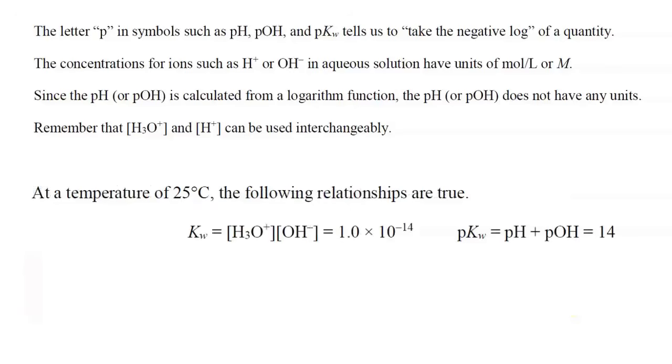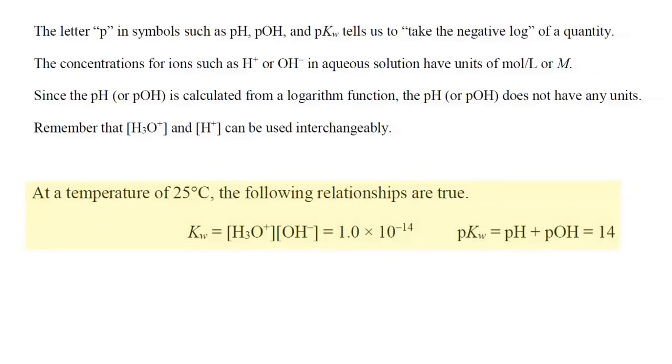This equation, which is on the equation sheet, is talking about the Kw. So at 25 degrees Celsius, the Kw, which is the product of the concentration of hydronium times the concentration of hydroxide, has a value of 1.0 times 10 to the negative 14.